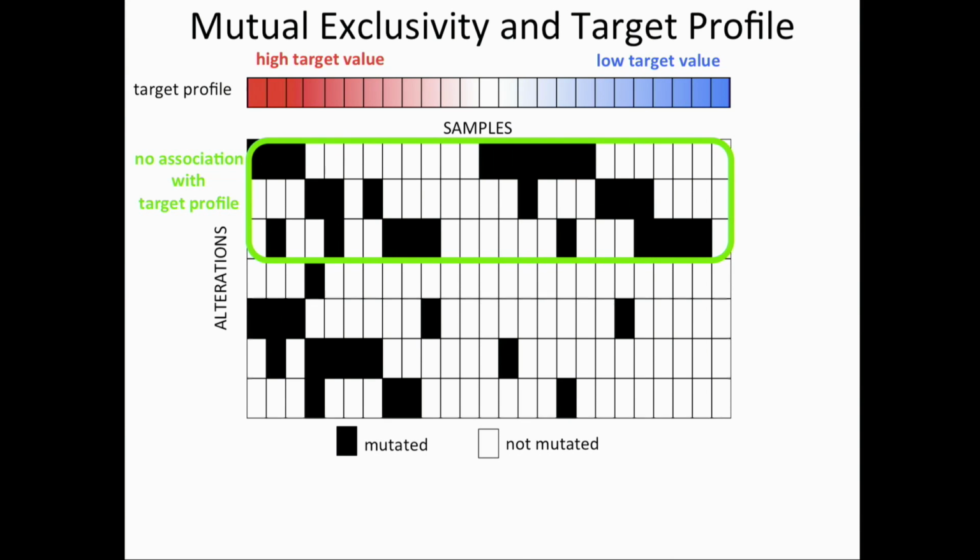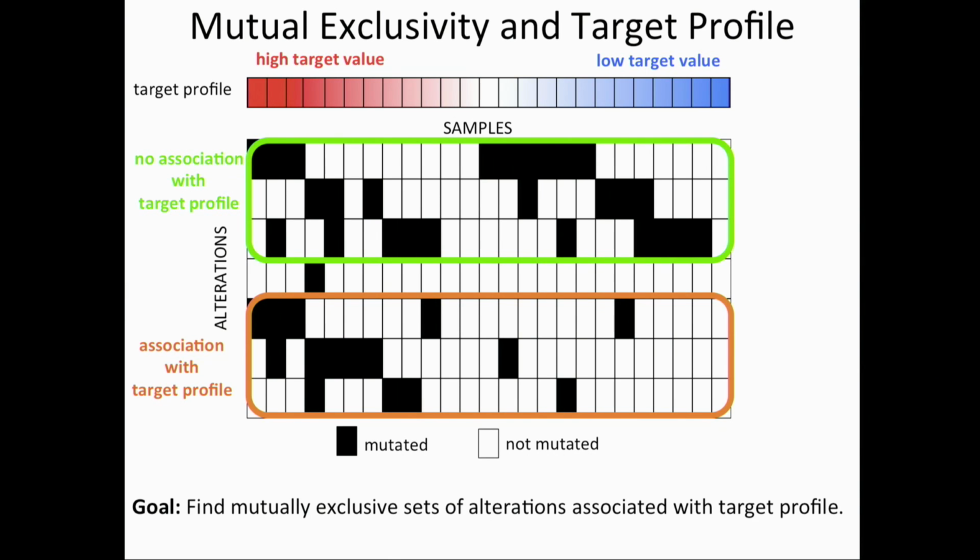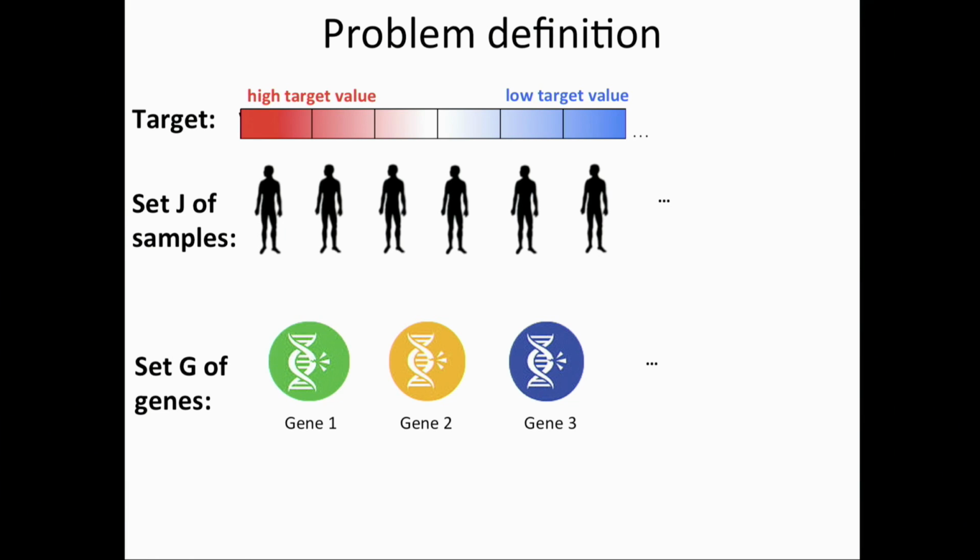But we can try to identify sets of mutually exclusive alterations that are associated with the target profile. So for example, here we have an association with a high target value. Okay? So this is our goal, to find these mutually exclusive alterations associated with the target profile, either high values or low values. Okay. So let's define the problem a bit more formally. I'm going to go a bit more in detail for this problem, but given the amount of time that I have, I'm going to skip some of the details.